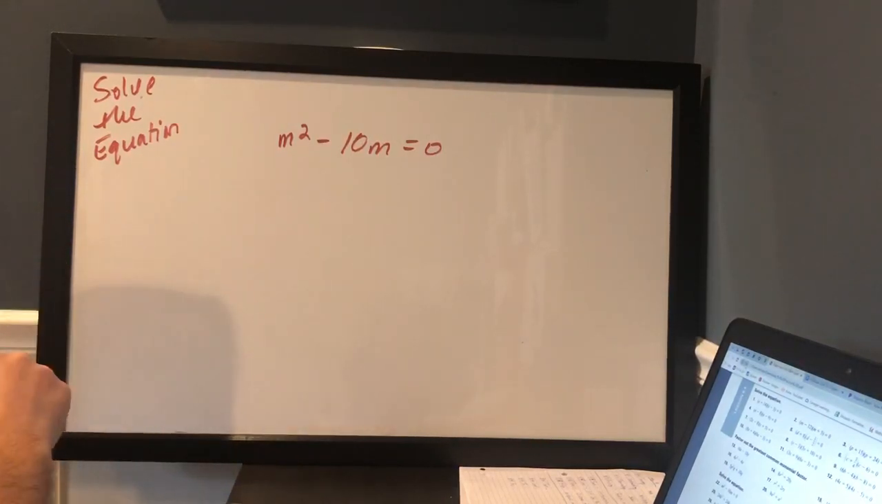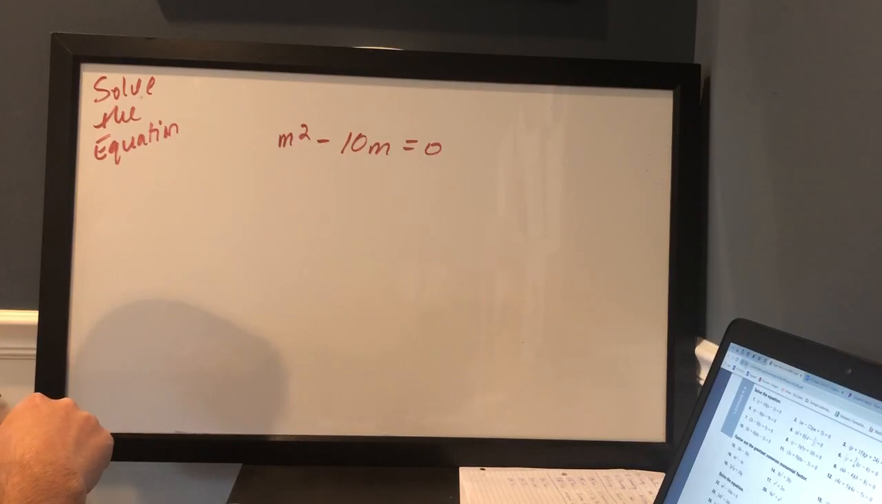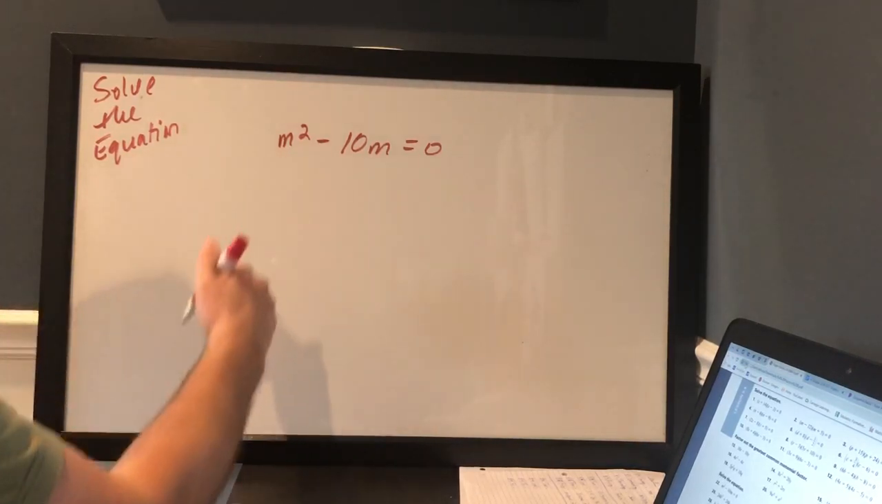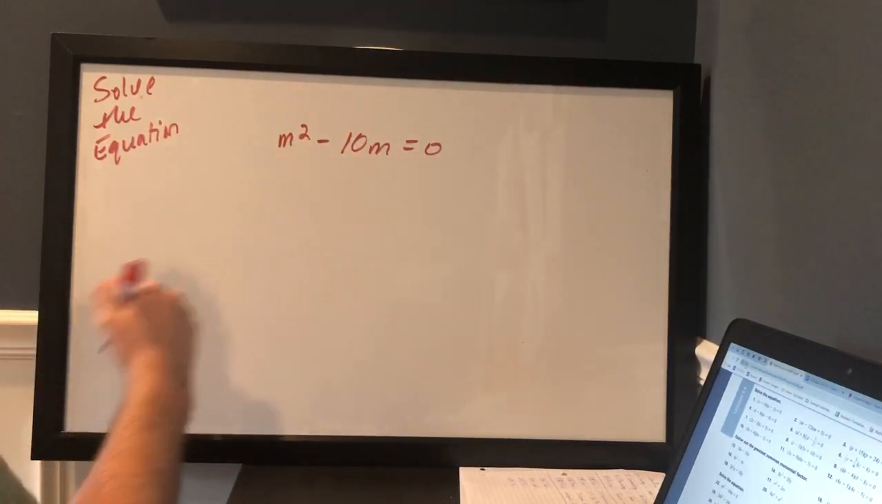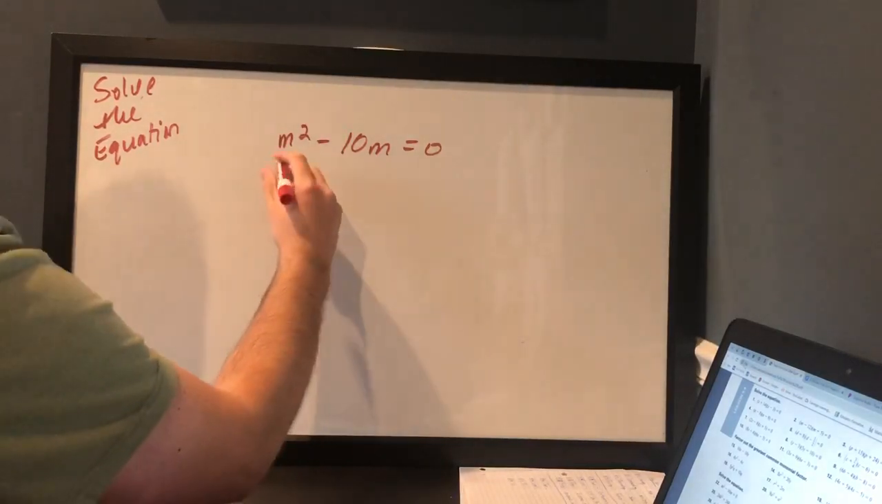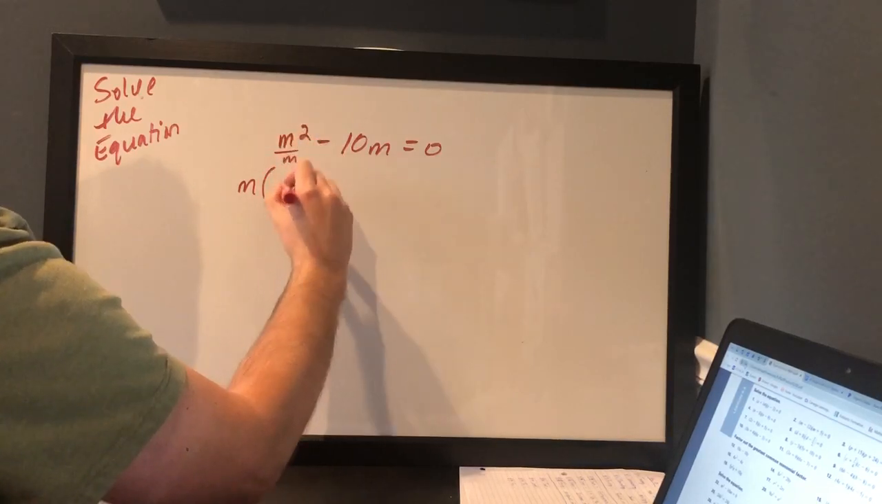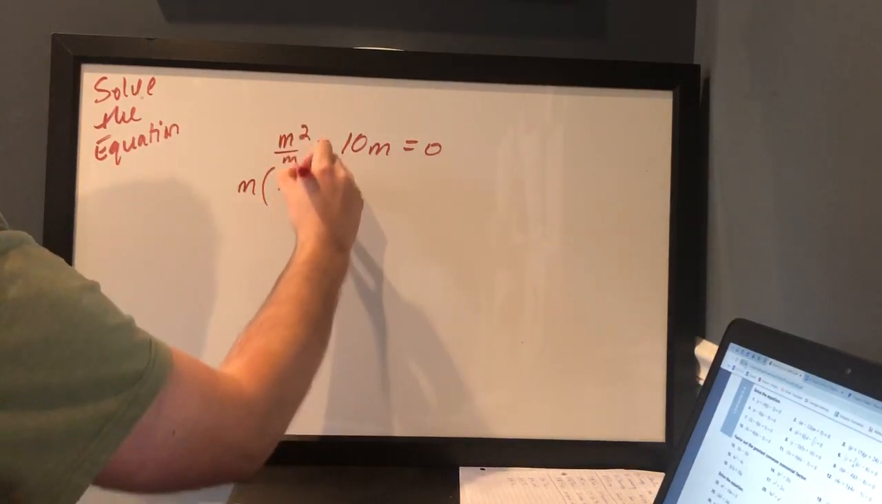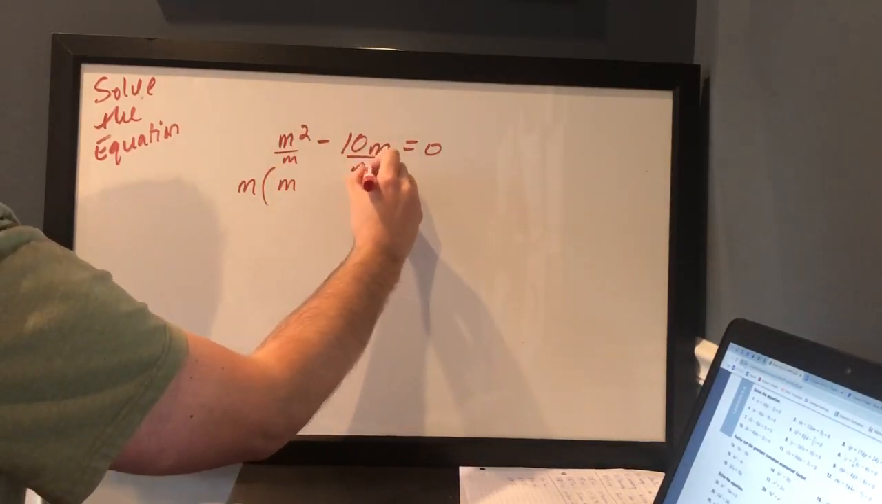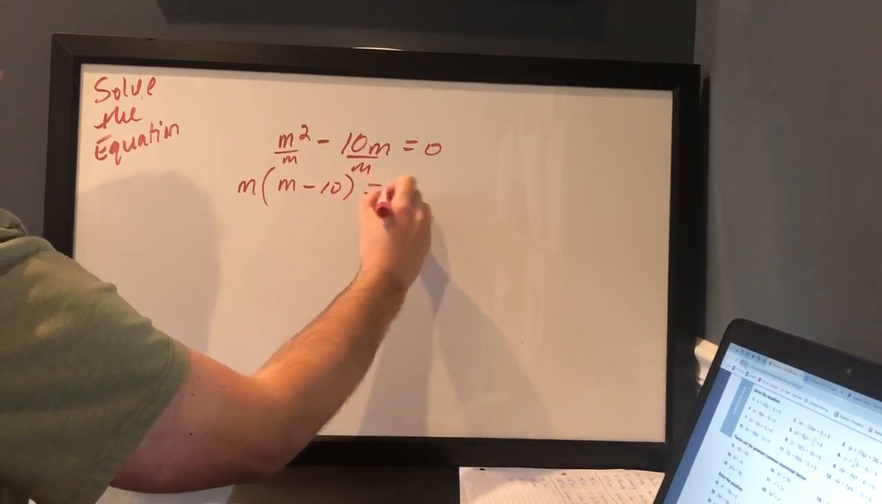So what we're going to do first is go ahead and factor out what we can. What do these two have in common? What I noticed is they both have an m, so I'm going to take out the m. If I divide this by m, I'm left with m because of exponent rules, right? If I divide this by m, I'm left with negative 10.